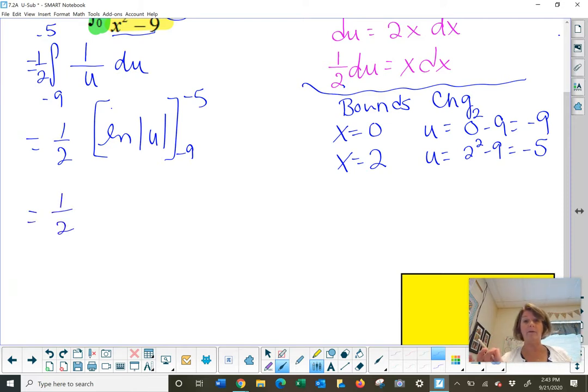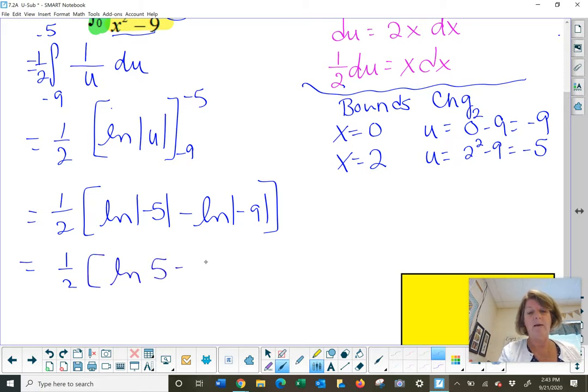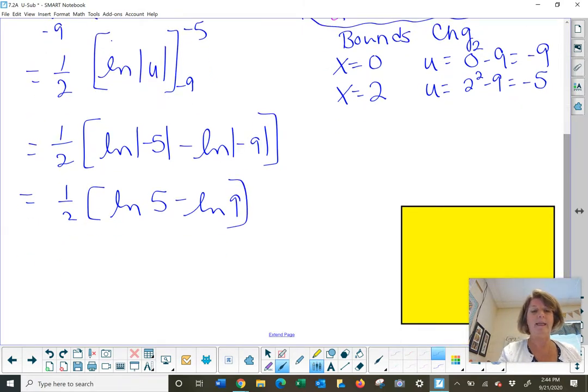Now, fundamental theorem of calculus kicks in. Start at the top. We'd have natural log of absolute value negative 5 minus natural log absolute value of negative 9. If you were tempted to write down 5 and 9 at those points, that's fine, because that's what I'm going to do next. I'm going to have natural log of 5 minus natural log of 9. And can I bring two logs together? Yes. That is that log property where the difference of logs becomes the quotient of logs. 5/9.